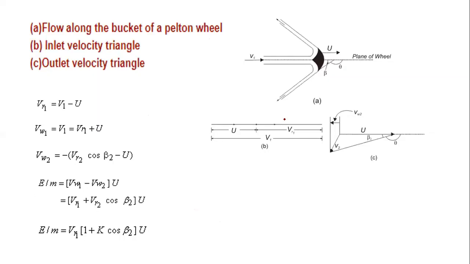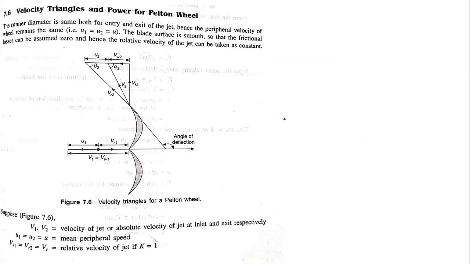Now in this class, I will be going to the analysis part of the Pelton wheel. Here you will be studying the velocity triangles for the Pelton wheel. I think I gave a little bit of introduction in the last class about the velocity triangles. So I will just revise that and then we'll start further.